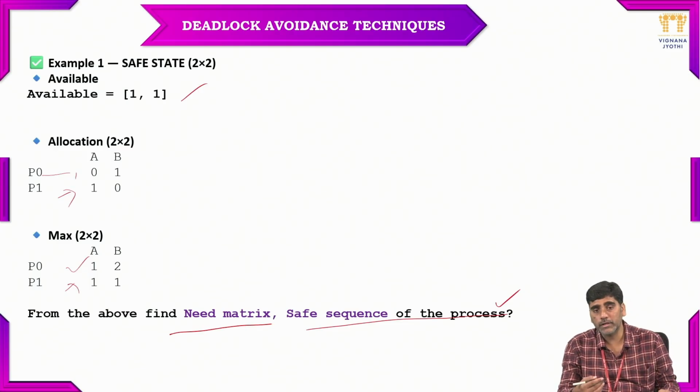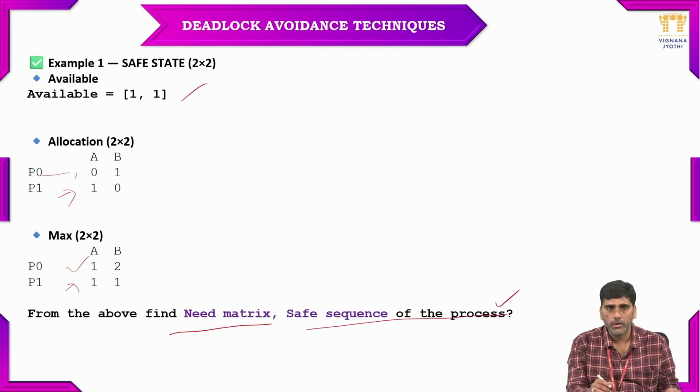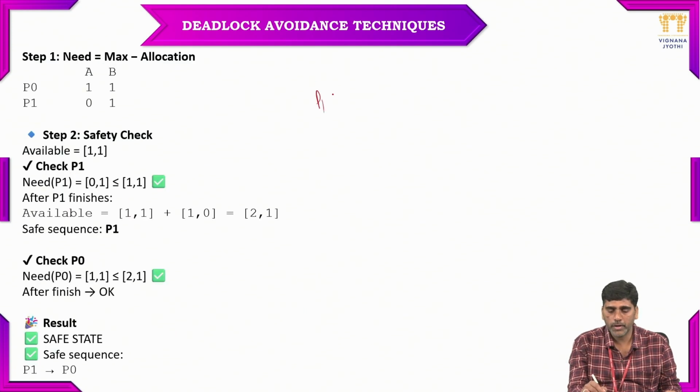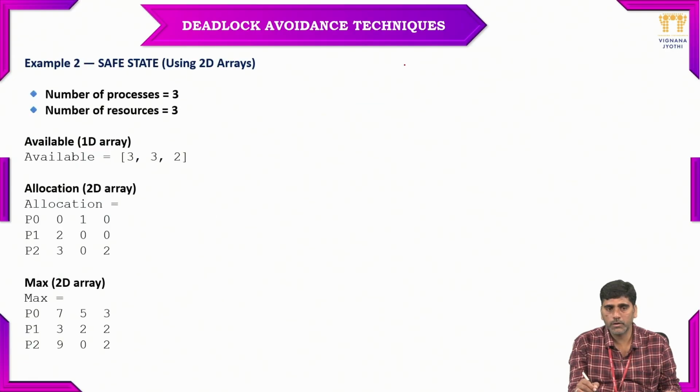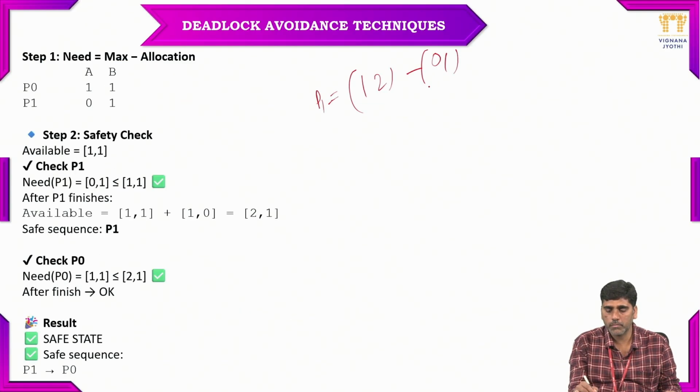So how can we find the need matrix, and how can we say whether the process state is in a safe state or not? Need equals maximum minus allocation. For P0 the maximum is 1, 2, minus the allocation, which is 0, 1.